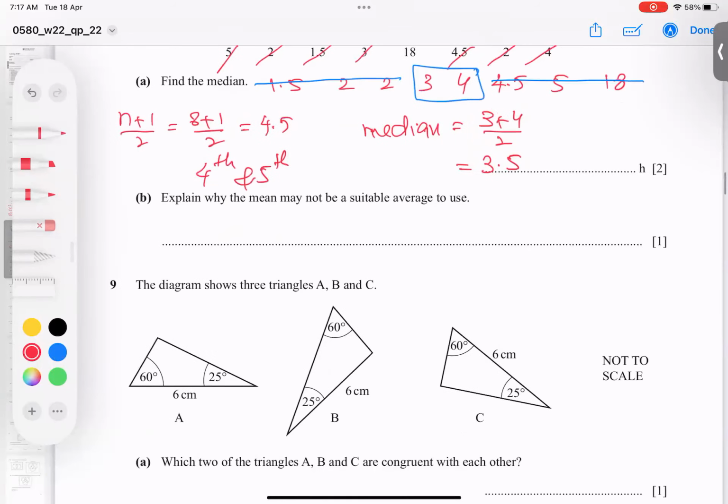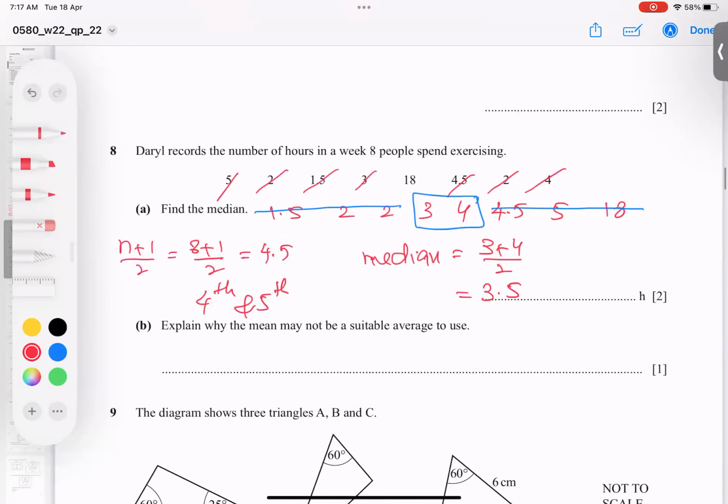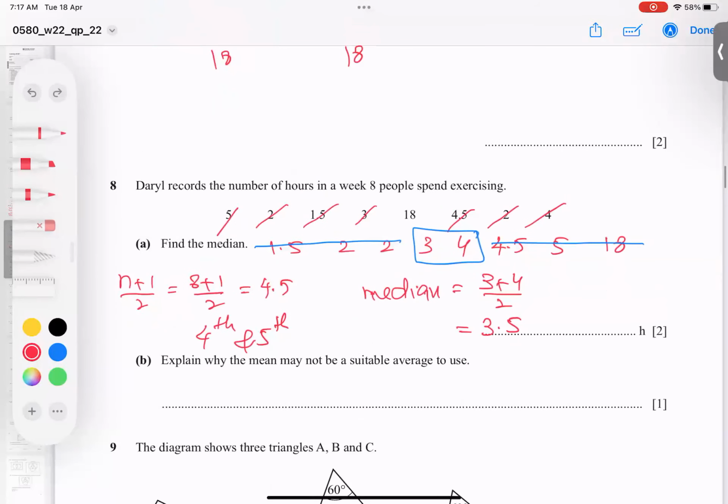The point is clear. Explain why the mean may not be a suitable average. Actually, we have 3 kinds of average: mean, median, mode. Normally, students think average is only called mean. No, no, no. All 3 are called averages. Make sure.